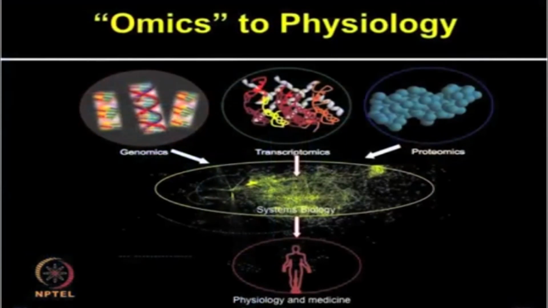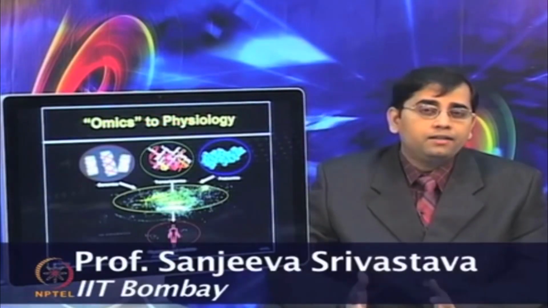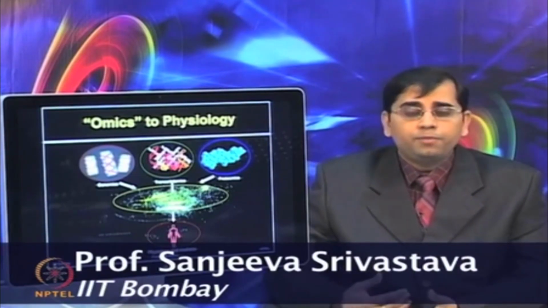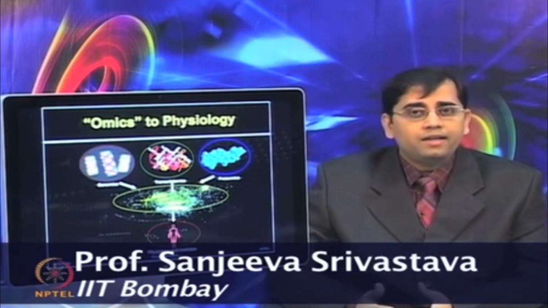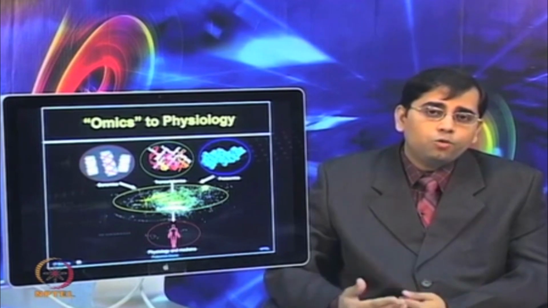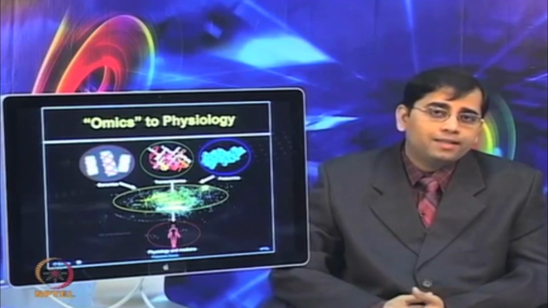So, the eventual aim of the current systems biology field is to employ the omics level information obtained from different levels, from the genome, transcriptome and proteome, derive that information at the systems level, integrate it, quantitate some models, and then propose and use it for understanding physiology and apply that in medicine. So, this flow from omics to physiology can be well maintained by employing systems biology tools.